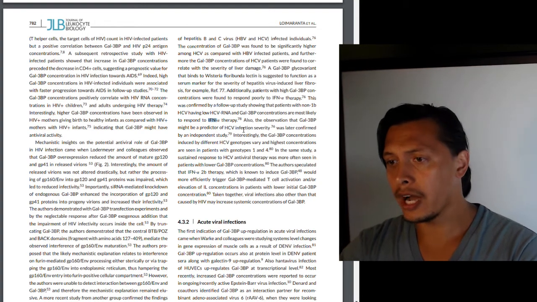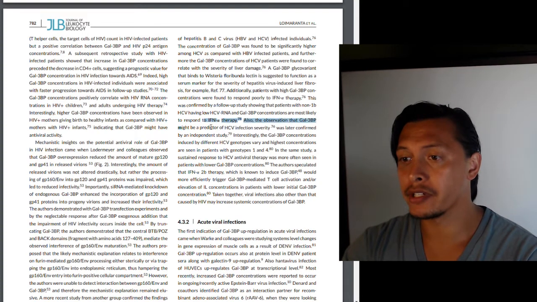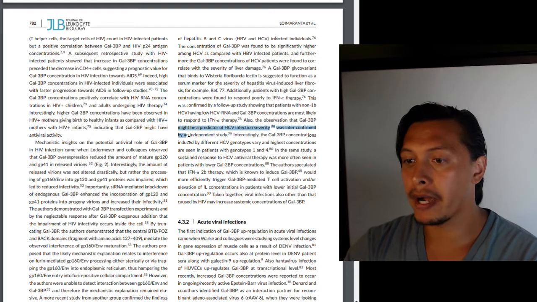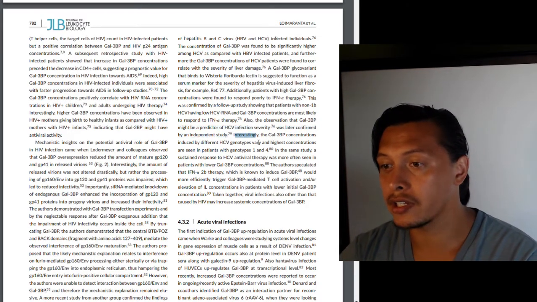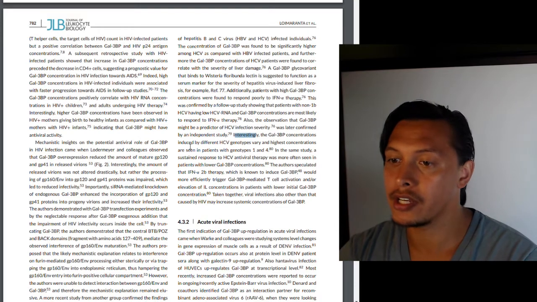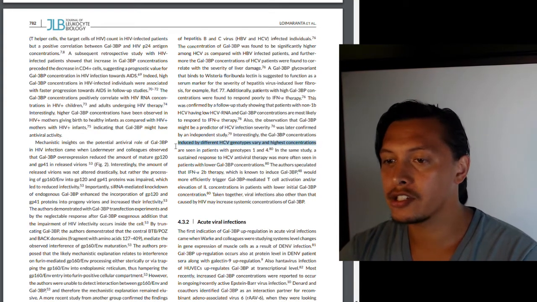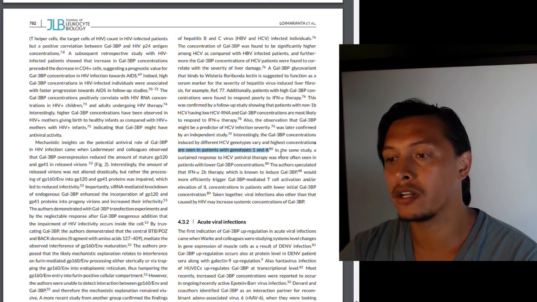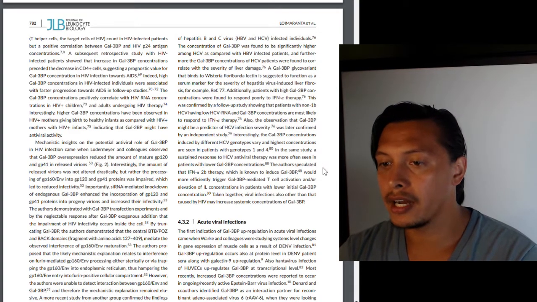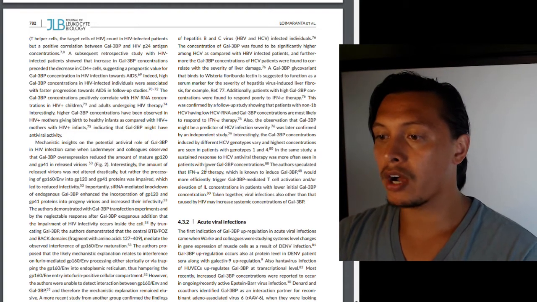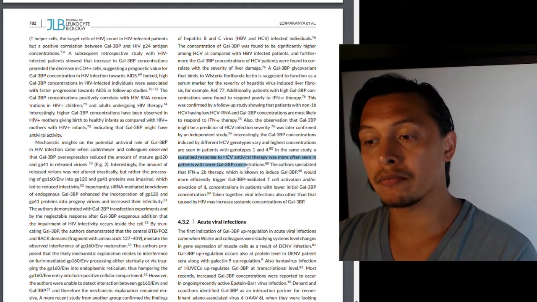So also, the observation that galectin-3 binding protein might be a predictor of the hepatitis C infection severity was later confirmed by an independent study. Interestingly, the galectin-3 binding protein concentrations induced by different HCV genotypes vary, and the highest concentrations are seen in patients with genotypes 1 and 4. So in the same study, a sustained response to HCV antiviral therapy was more often seen in patients with lower Gal3 binding protein concentrations.